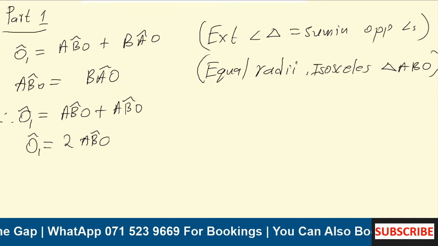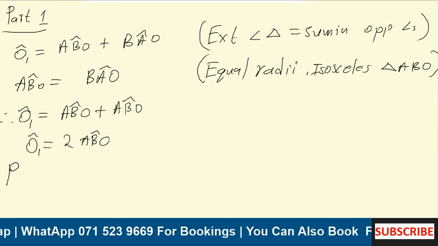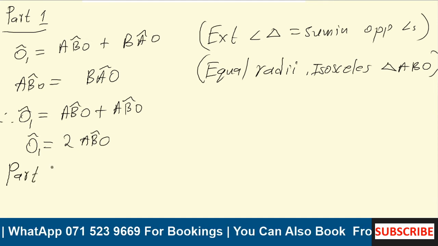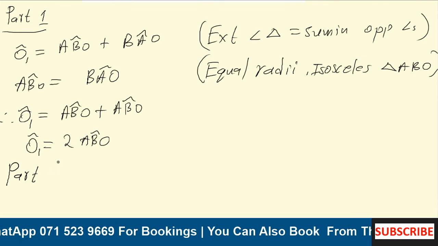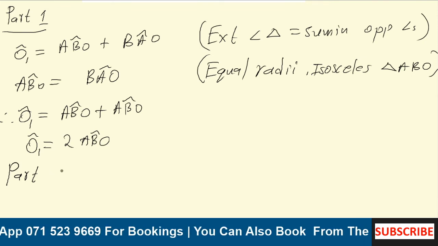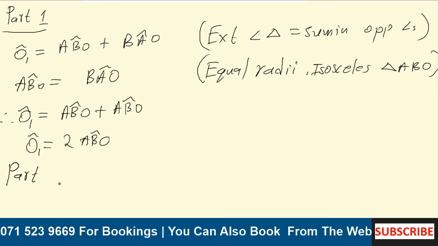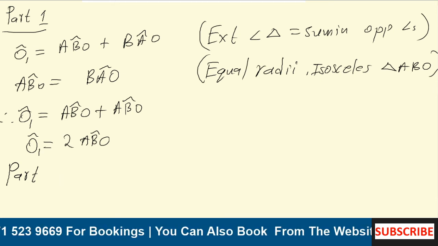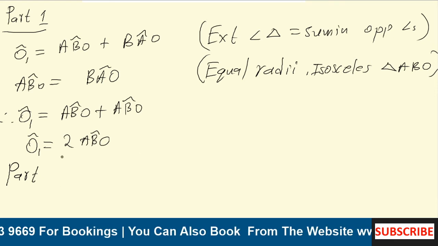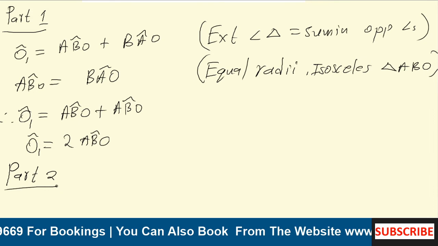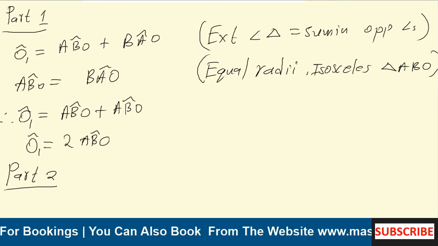Now we're going to move to part 2, and I'm going to repeat myself. You don't have to divide this proof into 2 parts or 3 parts. I'm doing it because I want to help you understand, because I don't want to be rushing through a lot of steps. If I divide it, it becomes much easier for you to understand the picture that I'm trying to depict here. Part 2 is going to focus on triangle CBO.